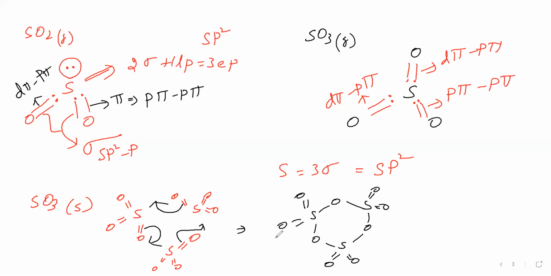This cyclic form is called the alpha form. For this alpha form the formula is S3O9 because in this one 3 sulfur atoms and 9 oxygen atoms are there. Therefore S3O9 is the cyclic alpha form of SO3 in solid state.